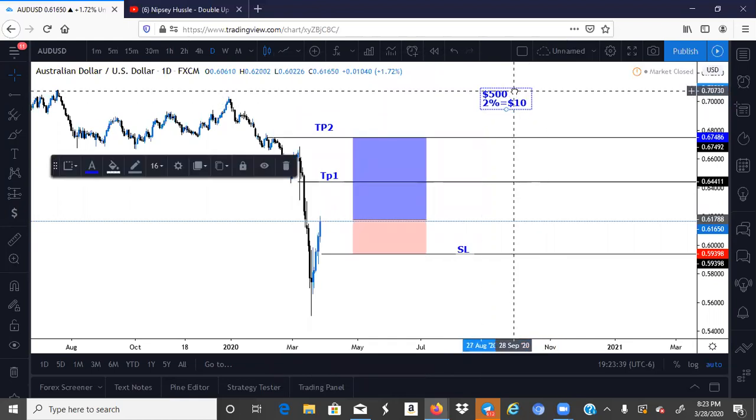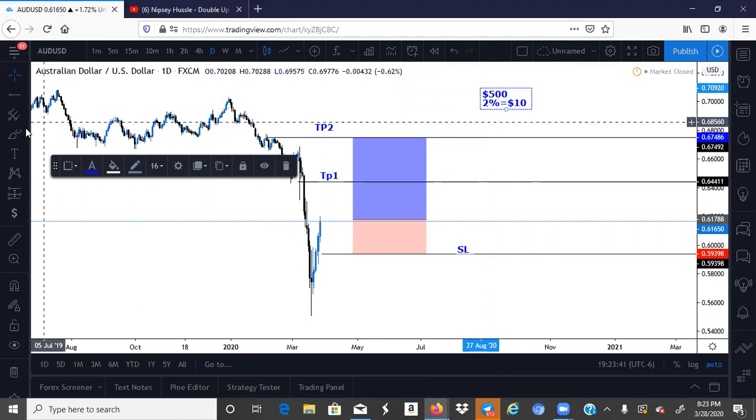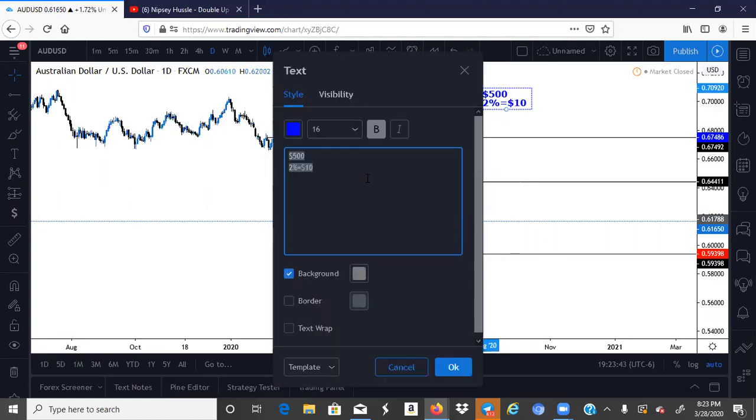So let's say you use a 20 pip stop loss on every trade. Your lot size that you would use on this particular account is gonna be a 0.05.